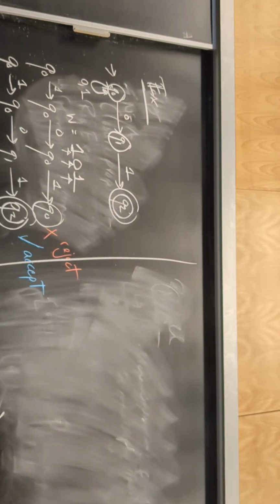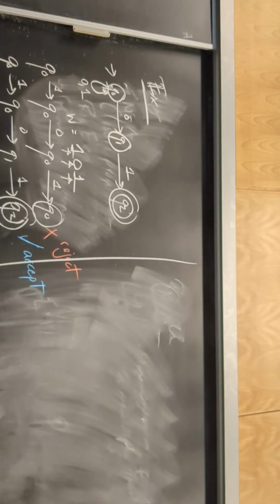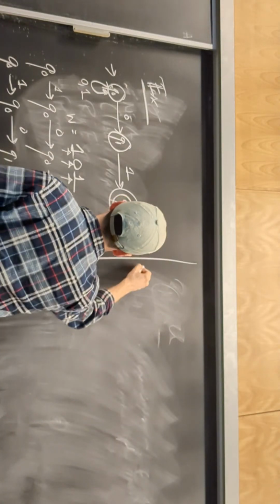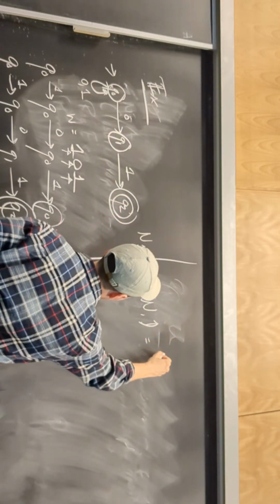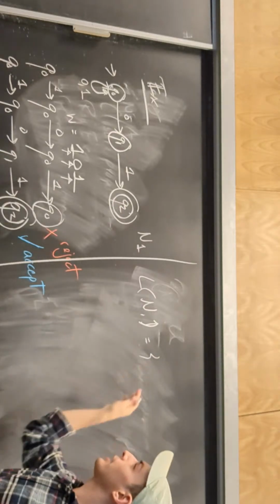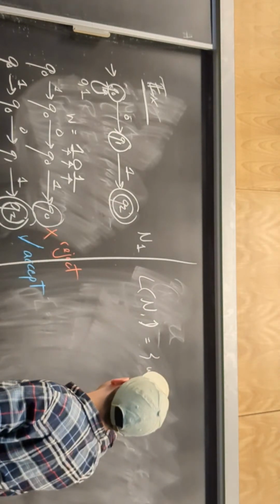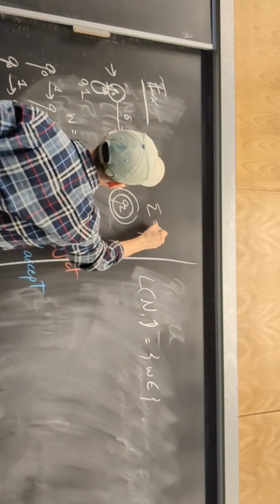So there's the language accepted by DFAs, right? The language accepted by a DFA is the set of all strings that lead the DFA to one of its accept states. So if this is N1, then L of N1 is the set of strings accepted by N1. So this is W in the alphabet, let's say 0, 1.